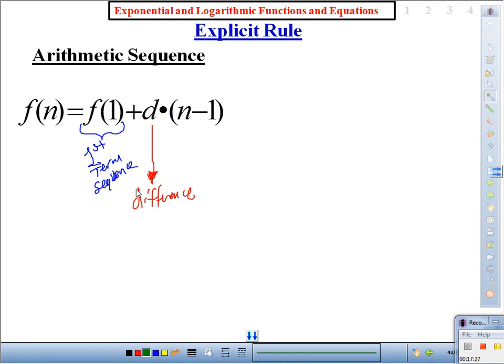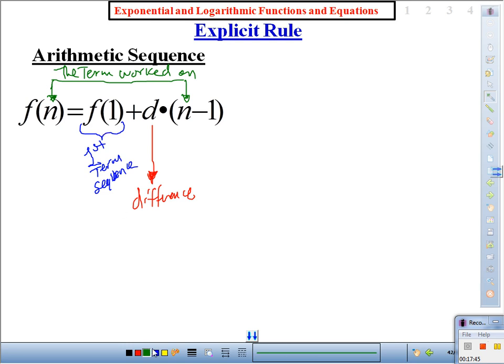All right, and what does the n represent? Right here and right there. The n represents the term worked on. Whichever term you're working on, you substitute in there. Or the term to be found. Term worked on, substitute in there.